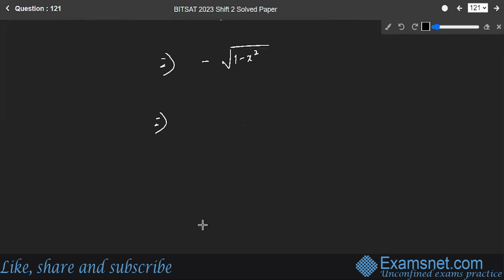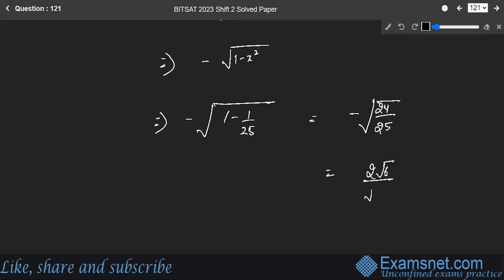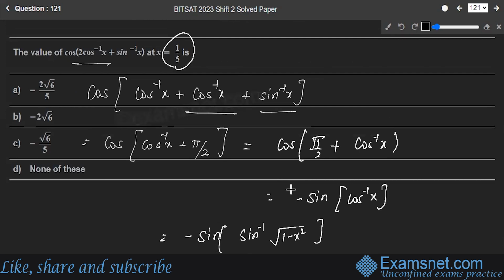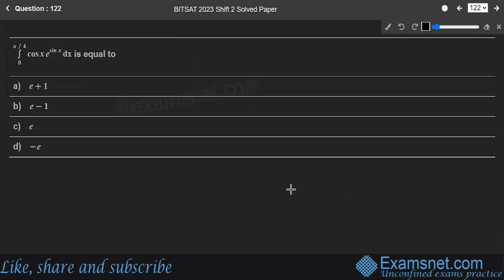Easy one. 1 by 25, so you have a minus this, sorry, not the root, only 5. This is −2√6/5. This is the answer to the question. You have option A as the correct answer. Hope you understood this. Next is question number 122.